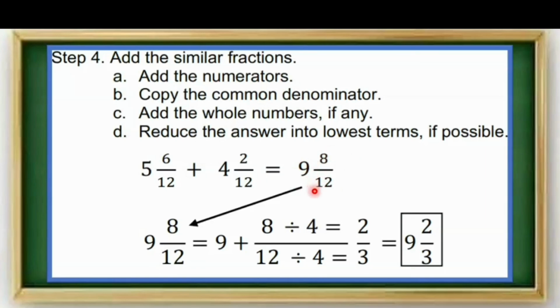Since we can reduce this into lowest term, mag-iisip tayo ng number na pwedeng makadivide for 8 and 12. So dito na tayo. So ang nakalagay dito is 4. So let us divide 8 by 4, that is 2. And 12 divided by 4 is 3. So the answer now is 2 over 3. And don't forget to copy the whole number. So the final answer is 9 and 2/3.